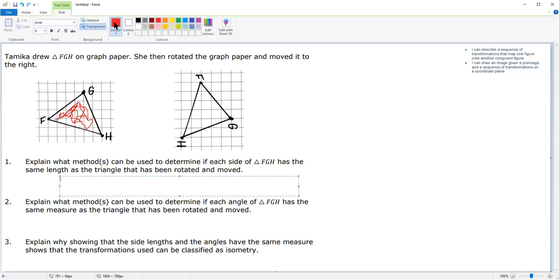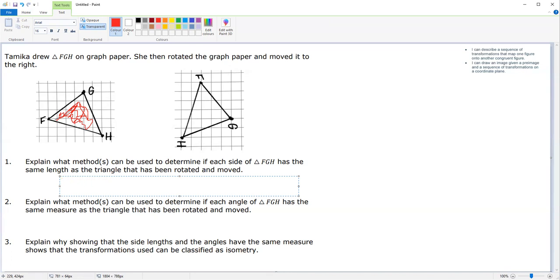I'll write it in red. She can rotate. I'll make that bigger, huh? Yeah, like 14 or 16. Rotate and slide the graph paper over the... oh wait, it's the same graph paper. Okay, so she can't do that.